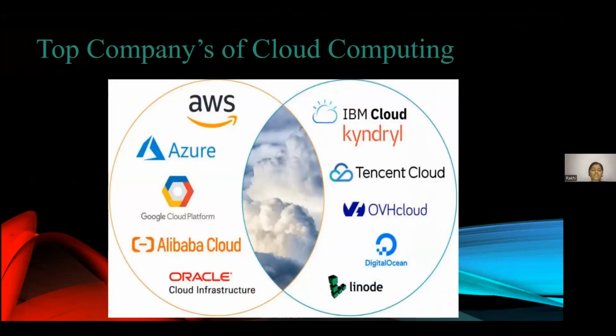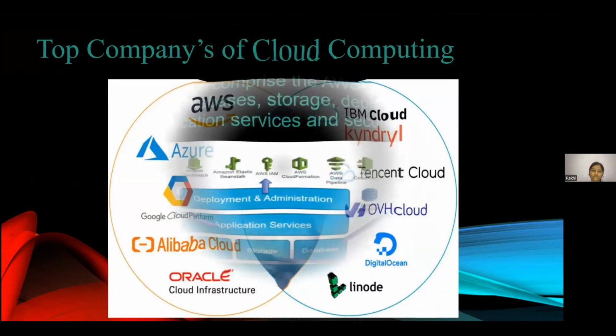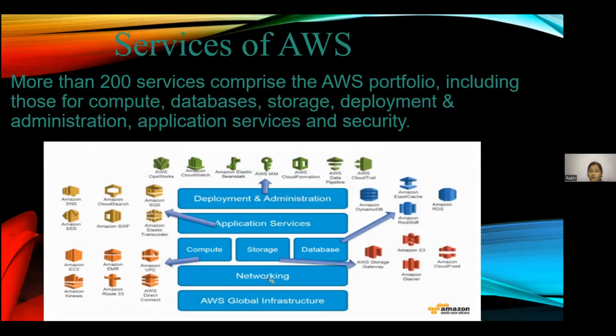Next slide is top companies of cloud computing. There are many companies that provide clouds, but these are the most important ones: AWS, Azure Cloud, Google Cloud Platform, Alibaba Cloud, Oracle Cloud Infrastructure, Linode, and many more. So services of AWS: more than 200 services comprise the AWS portfolio, including compute, database, storage, deployment and administration, application services, and security. So these are the services provided by AWS.